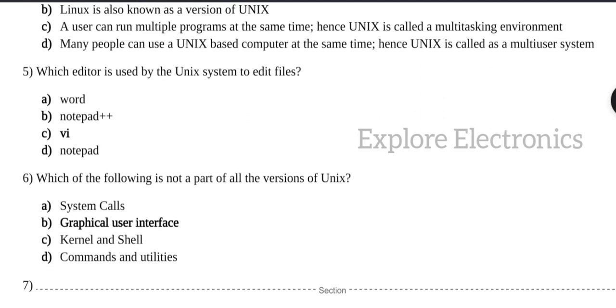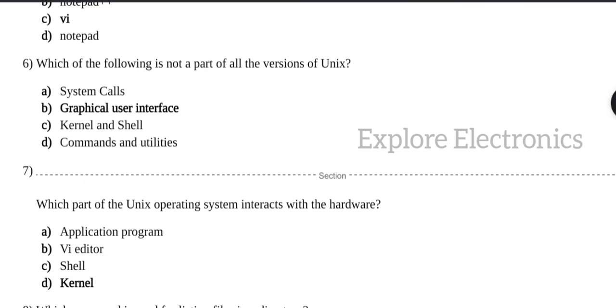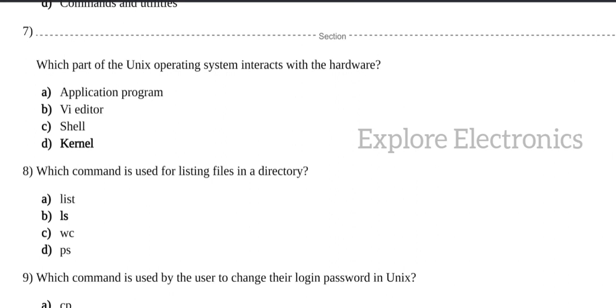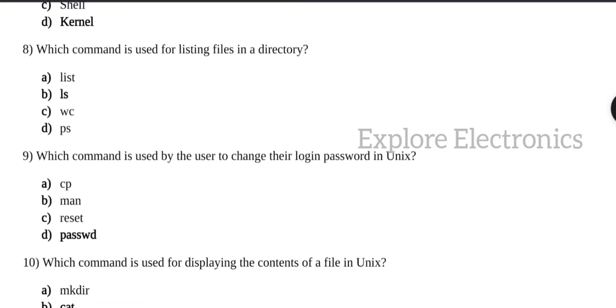Which editor is used by Unix system to edit files? VI editor. Which of the following is not a part of all versions of Unix? Graphical user interface. Which part of Unix operating system interacts with the hardware? Kernel. Which command is used for listing files in a directory? That is ls.